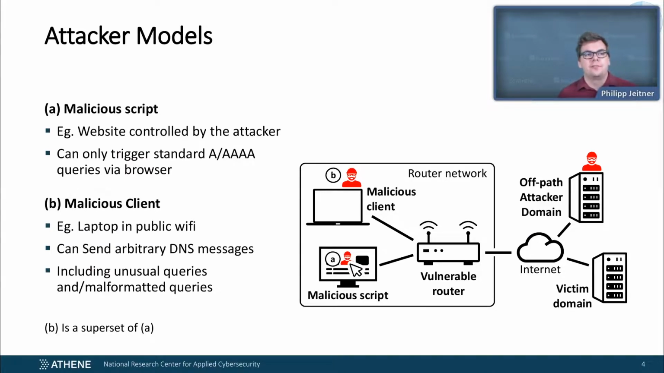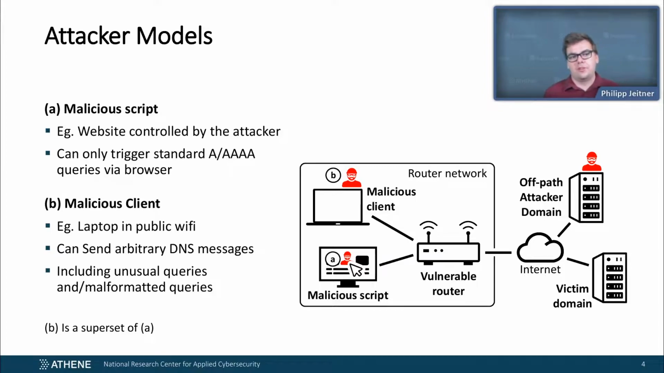Right, so first, considering attacker models, we have 2 attacker models. The first one is the model of a malicious script, essentially a website controlled by the attacker, which the victim visits on a laptop or something. And this website can only trigger typically standard A queries via the browser, maybe via JavaScript or just by embedding images, etc. The second attacker model is that of a malicious client.